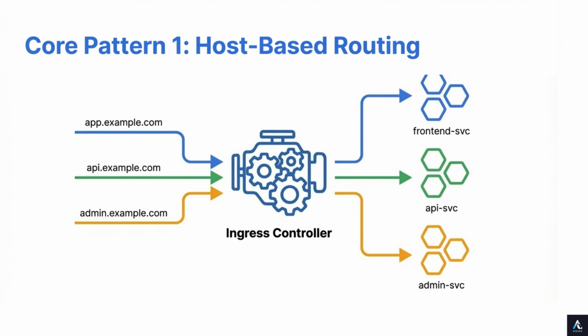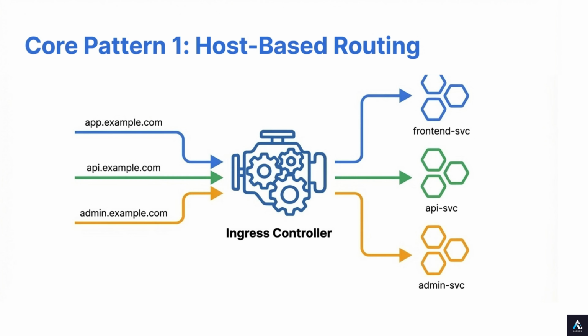This fits naturally with microservice architectures. Each subdomain becomes a clear, human-readable contract. This is where the front end lives. This is where the back-end API lives. This is where the admin interface lives. Seen this way, host-based routing transforms your cluster. It moves you from a loose collection of pods to a structured platform with intentional, well-defined entry points. That kind of structure brings clarity at scale.